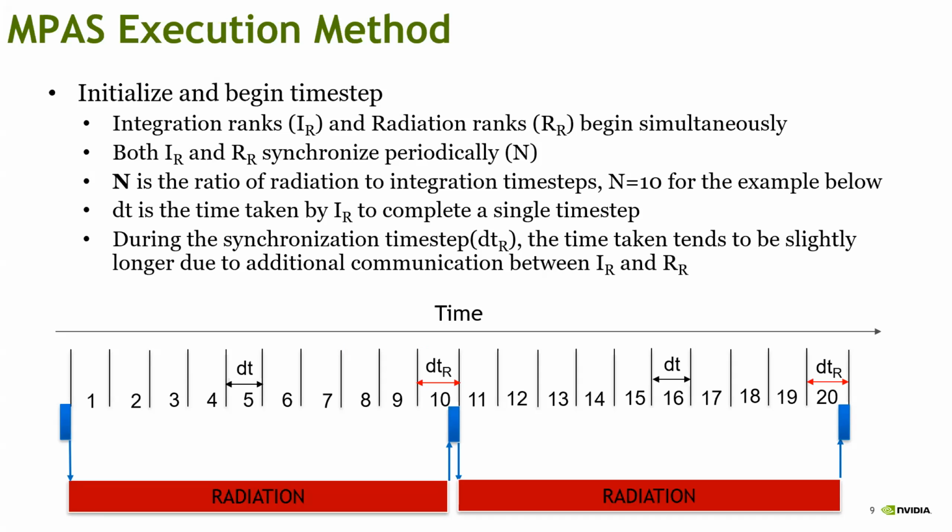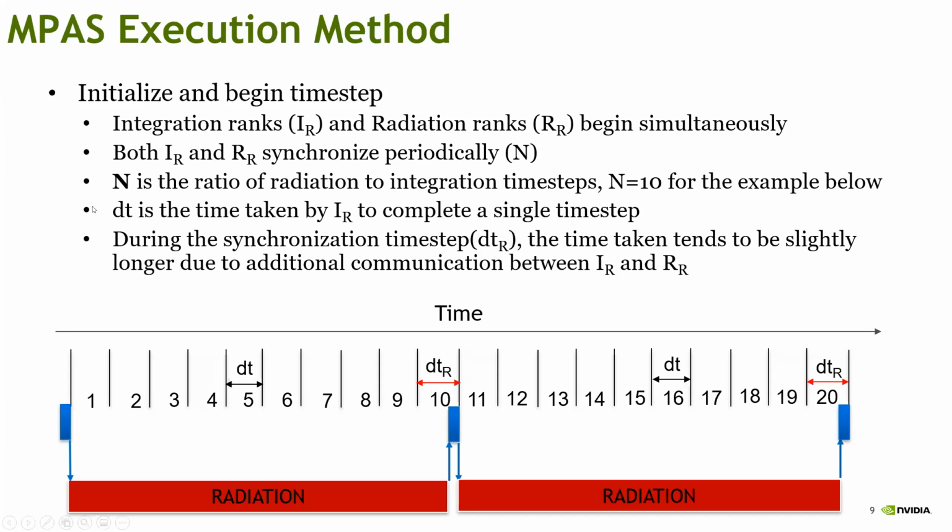Continuing on the MPAS execution method, there are integration ranks and radiation ranks. Once we have the initialization, we begin the time step, and both of these sets of ranks begin simultaneously. However, the integration ranks and the radiation ranks have to synchronize periodically. Let's call this N, where N is the ratio between radiation and integration time steps. For the example given below, N is equal to 10. Again, this slide is taken from Rich's slide back at the GDC.